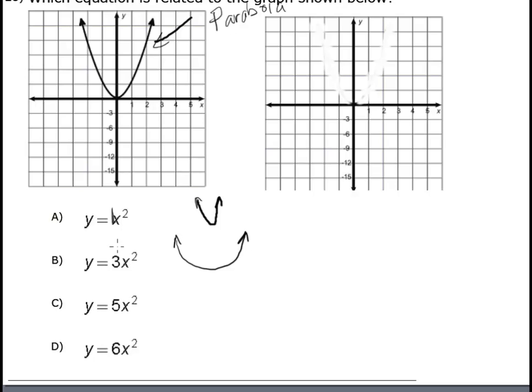And B, for example, C and D, all three of these have a coefficient greater than 1. Now you'd think that the greater the coefficient before the x squared term, the wider the parabola would get, but it's actually just the opposite. The larger the number before the x squared value, the more narrow the parabola. All right, let me show you what I mean.